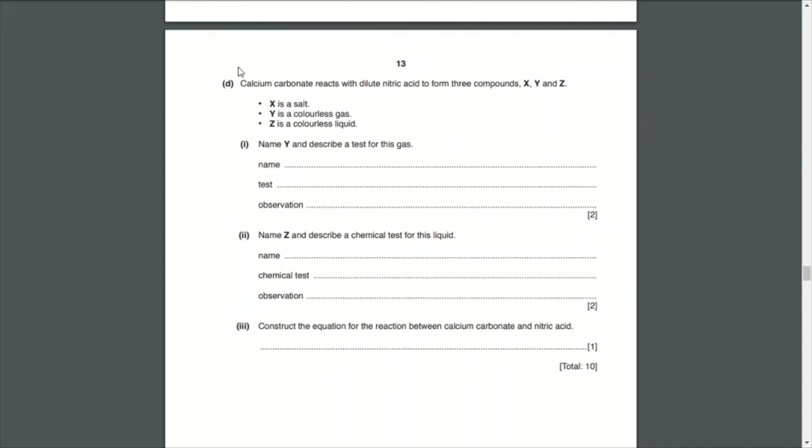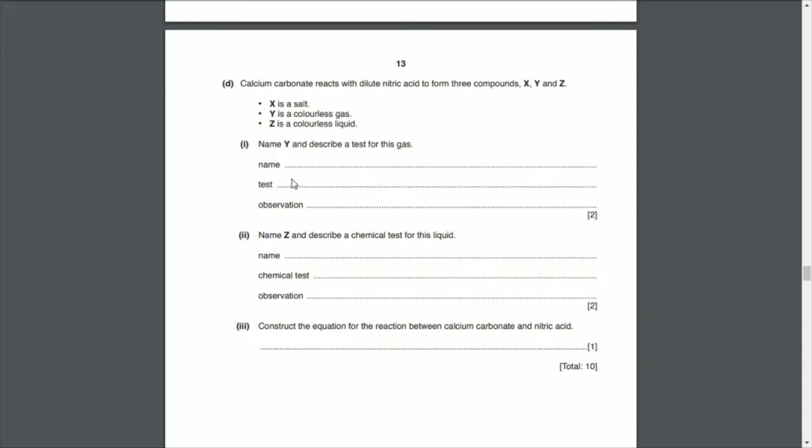If we first of all look at this equation, make sure you understand it. Calcium carbonate is reacting with dilute nitric acid. When we talk about a gas release which is colorless, it's definitely going to be carbon dioxide, because we're talking about a carbonate here. A gas will be released, and if it is colorless, it is definitely going to be carbon dioxide. So that is Y. Then the test for it is to pass the gas over lime water, and the observation will be milky lime water.